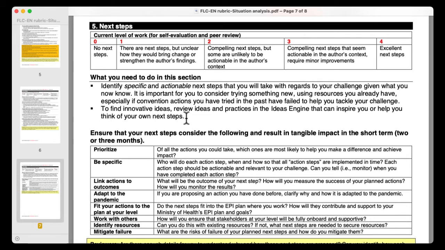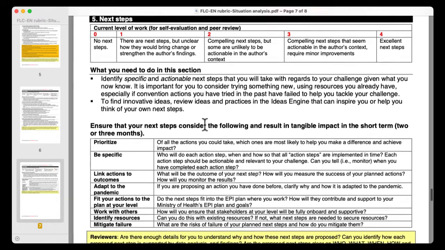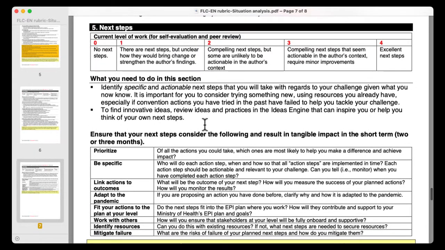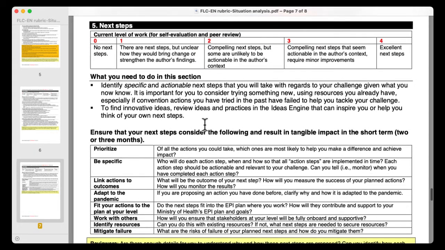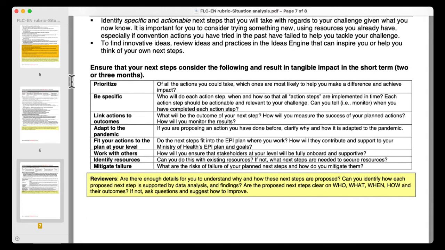And this is where I'm actually going to show you how to use the ideas engine to find next steps that you may not think of naturally, next steps that may be different from what you usually do to tackle challenges such as the one you're facing now, or the challenge may be new and you don't have anything that you usually do. Whatever the case may be, there are some specifics about what a good next step looks like.